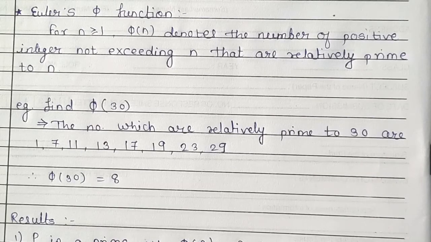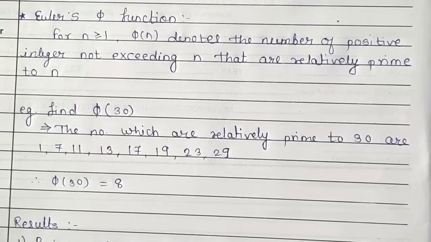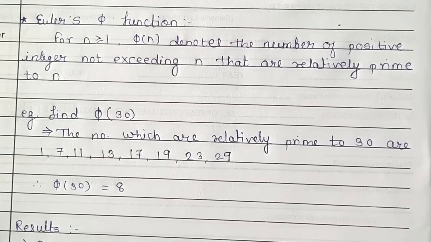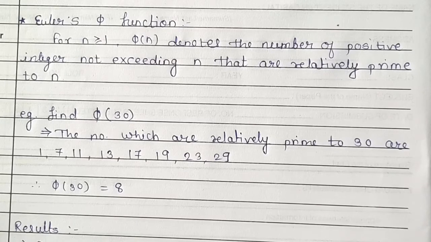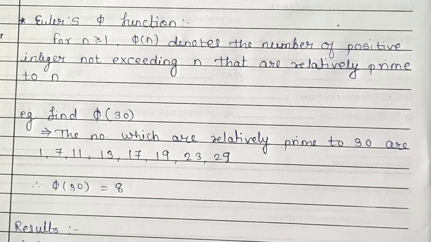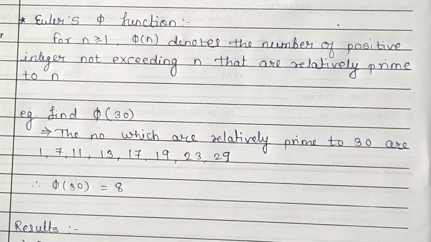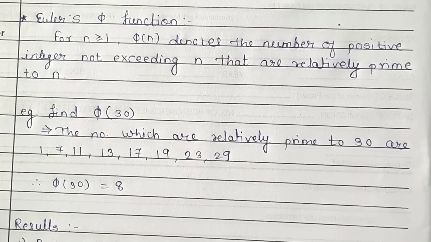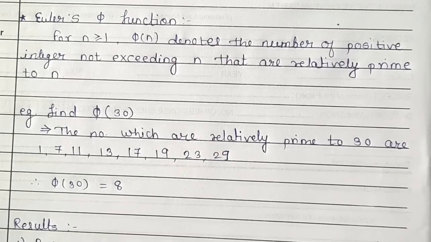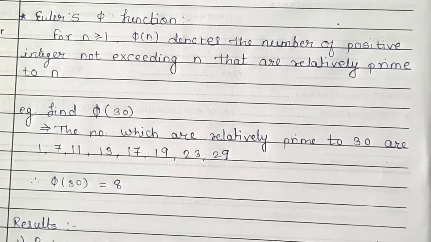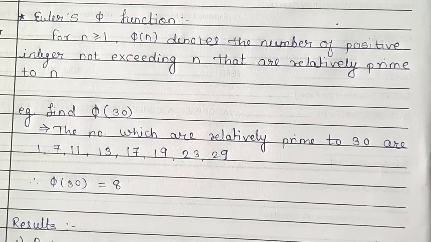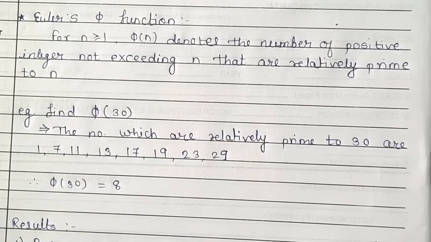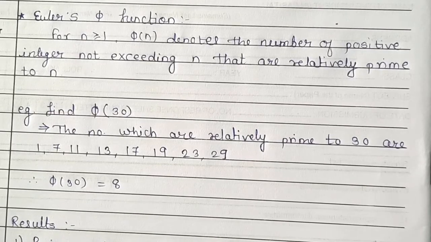Let's see the definition. For n greater than or equal to 1, phi n denotes the number of positive integers not exceeding n that are relatively prime to n. Okay. What does it mean? Phi n counts the positive integers which are less than n and relatively prime to n. Okay, so let's take an example.